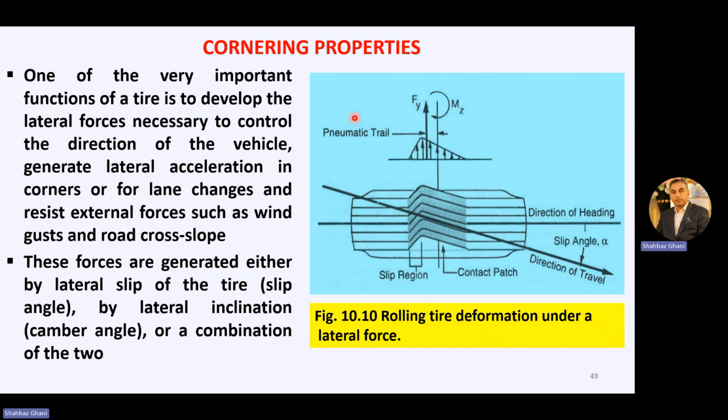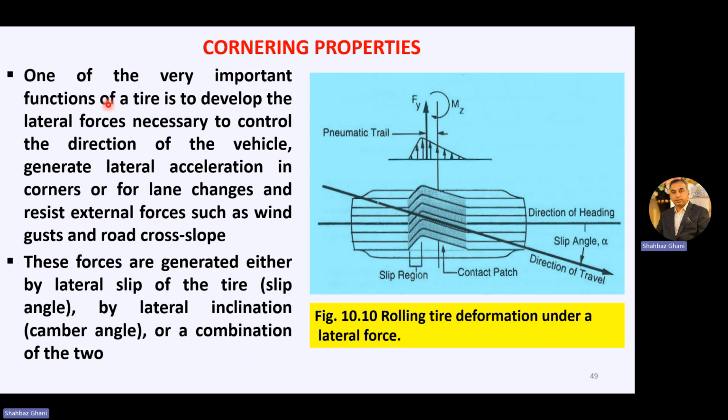Now, cornering properties. The direction of heading is this and the direction of travel is this. The angle between them, we already know, is the slip angle. This is the slip region. This is the contact patch. And the pneumatic trail is where the forces act, in this direction.